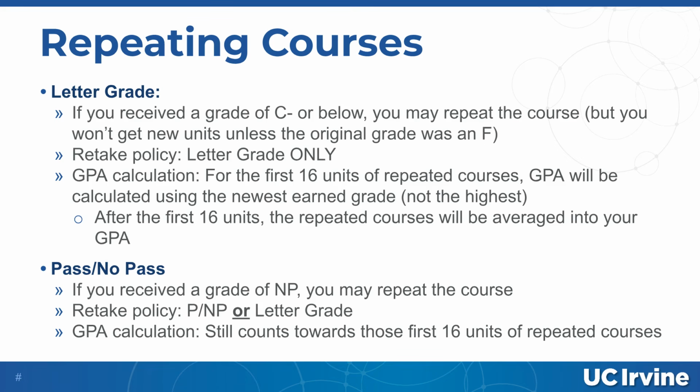Once you have exceeded 16 units of repeated coursework, the grades received for each attempt will be averaged and applied to your GPA. For example, if you received a D the first time and a B the second time, the average of both grades will be factored into your GPA calculation.